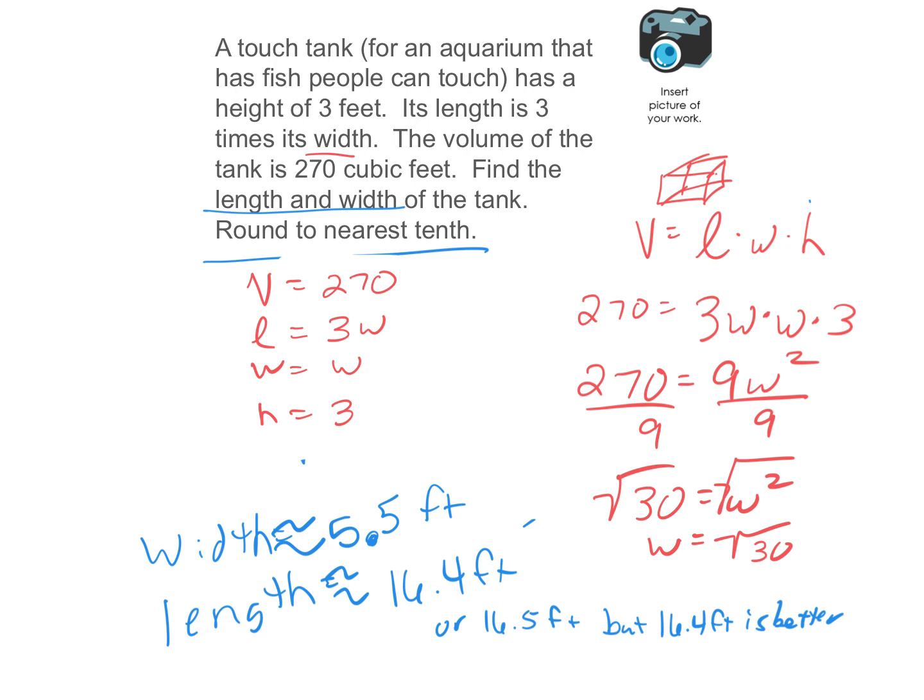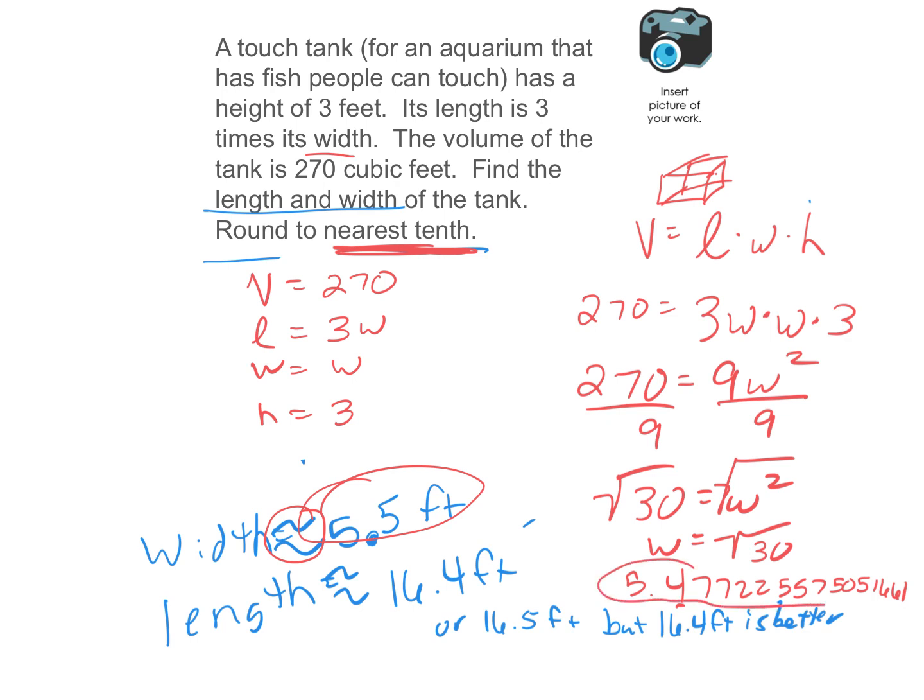30 is 3 times 10. Neither one of those is a perfect square. So I'm going to use my calculator. I'm going to do square root of 30, which is 5.4772255750516661. But the directions say to round to the nearest tenth. So that's my tenths place. So that is approximately 5 5/10 feet.